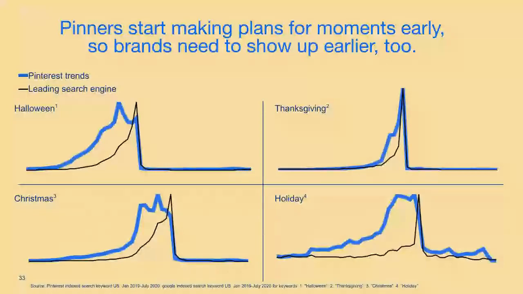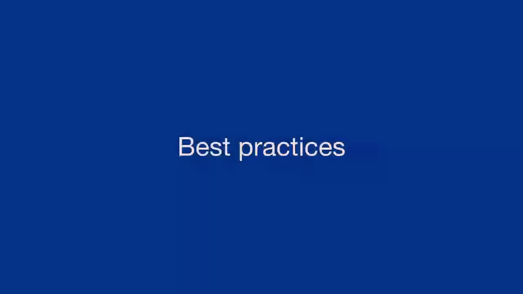Here's a look at some upcoming major moments. They may be familiar to you, but as you can see, Pinterest searches for ideas related to seasonal moments, the line in blue, start earlier and last longer when compared to a leading search engine, which is the line in black. And if pinners are showing up earlier, brands also need to show up earlier on Pinterest. And again, that's really how you influence the decision and all those purchasing and planning made around moments.